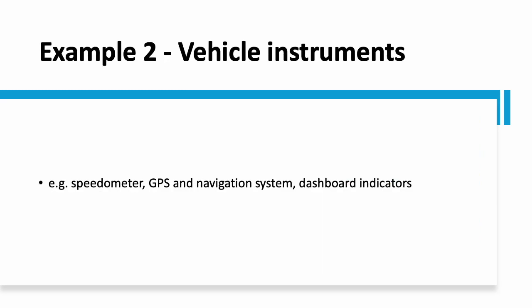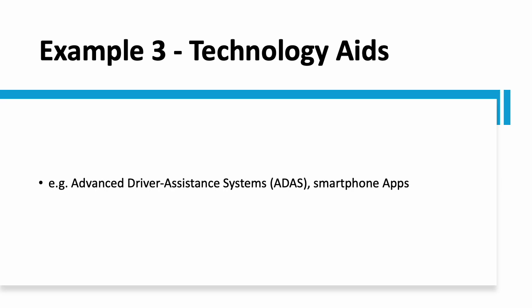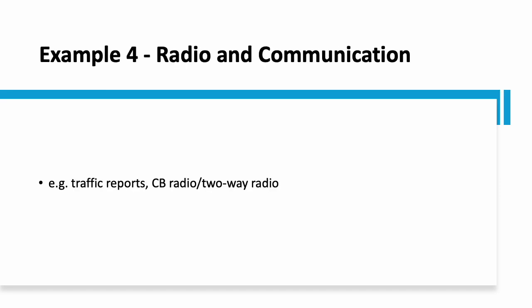Example 2. Vehicle instruments, e.g., speedometer, GPS and navigation system, dashboard indicators. Example 3. Technology aids, e.g., advanced driver assistance systems, smartphone apps. Example 4. Radio and communication, e.g., traffic reports, CB radio, two-way radio.